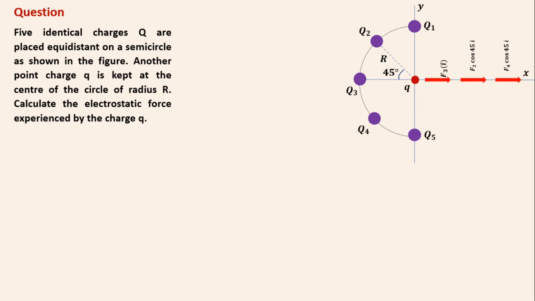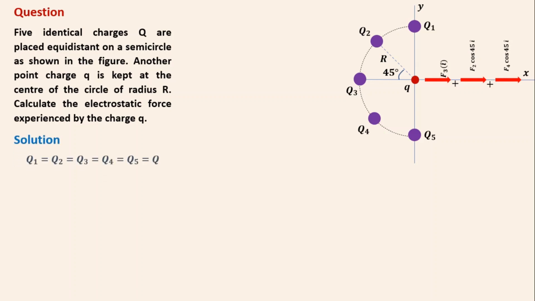Finally, what is the force on small q by Q3? It is F3 along x-axis. Now there are only 3 forces available along x-axis. They are added. When you add these, we get the total force available on q.